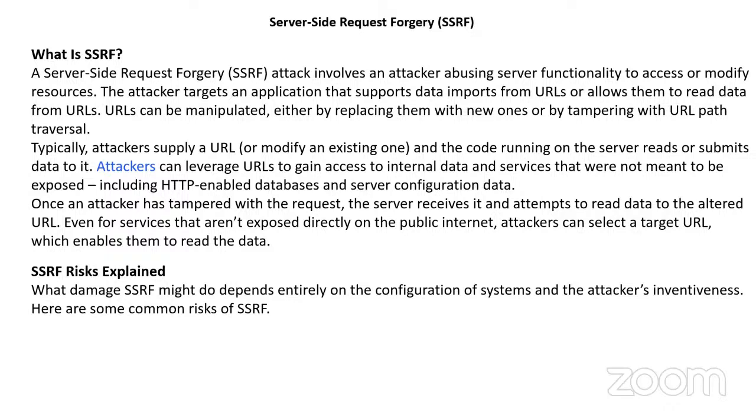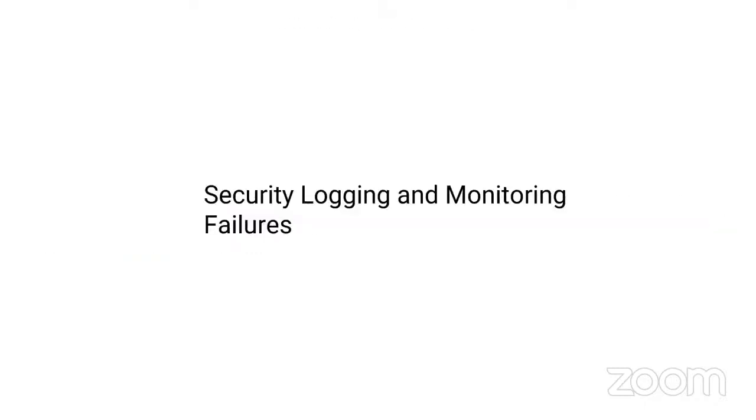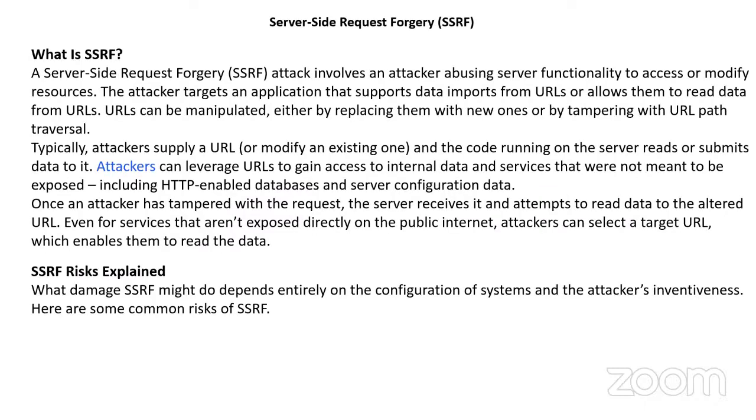Once the attacker has successfully done the tampering, the server receives it and attempts to read the data from the altered URL, even for services that aren't exposed directly on the public internet. Attackers can select a target URL, which enables them to read the data.